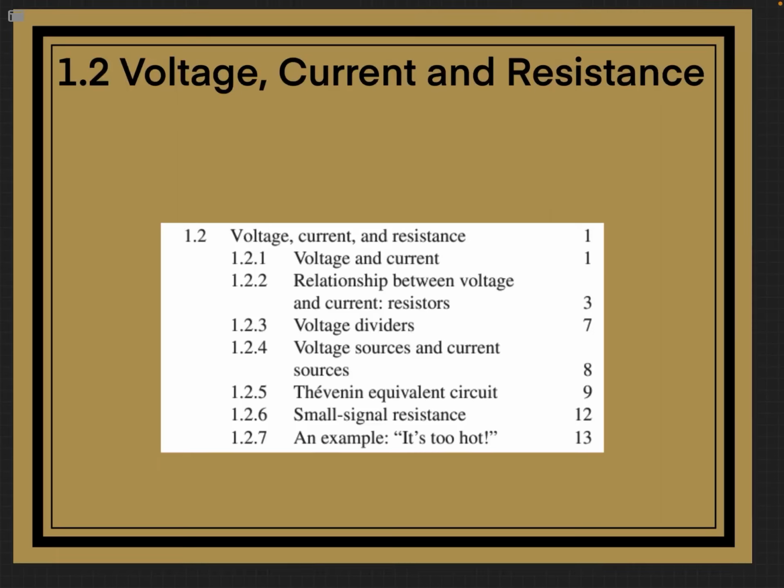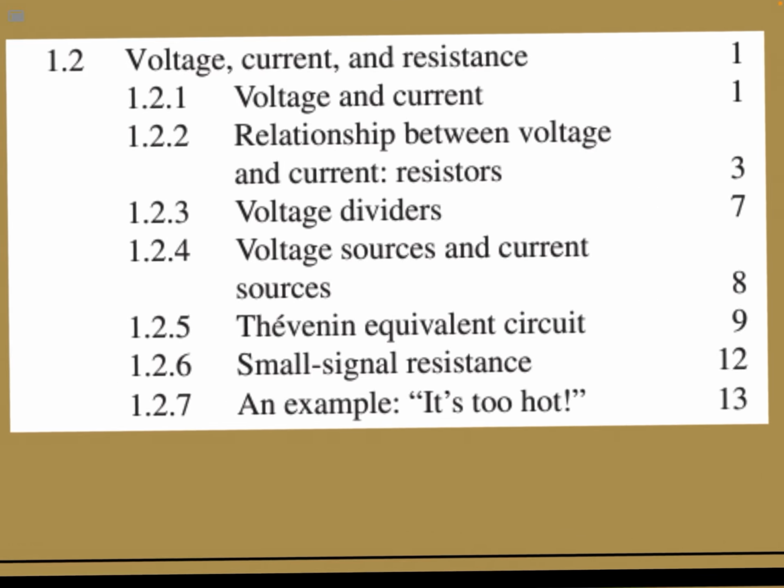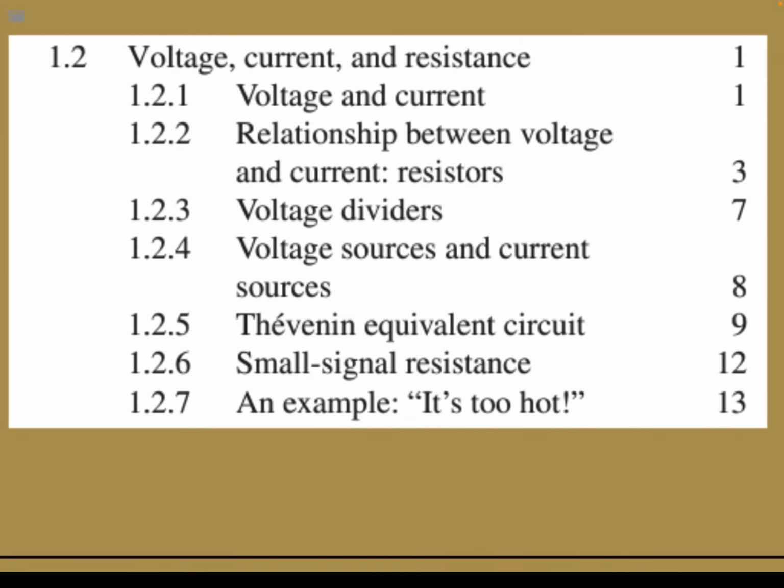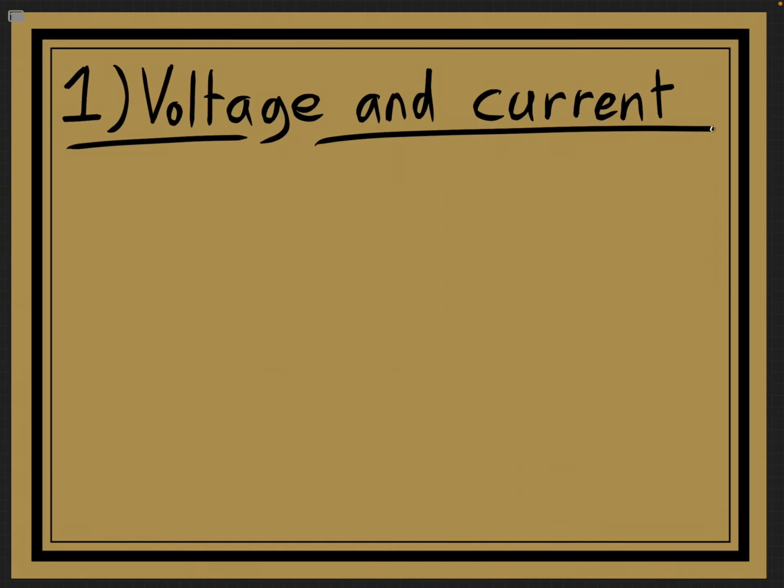Hello everybody and welcome to section 1.2 of the Art of Electronics, Voltage, Current and Resistance. This is the first real chapter of this book and it is jam-packed with 7 fundamental topics: voltage and current, resistors, voltage dividers, voltage sources and current sources, Thevenin equivalent circuit, small signal resistance, and an example of a circuit at the end to bring all this theory together. So, what is voltage and current?